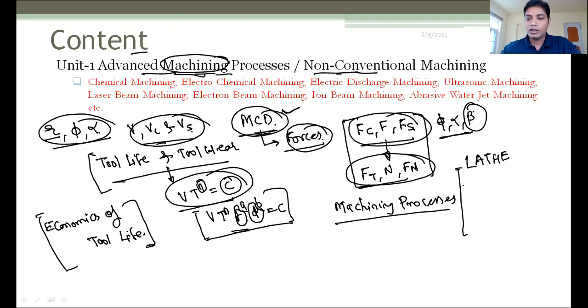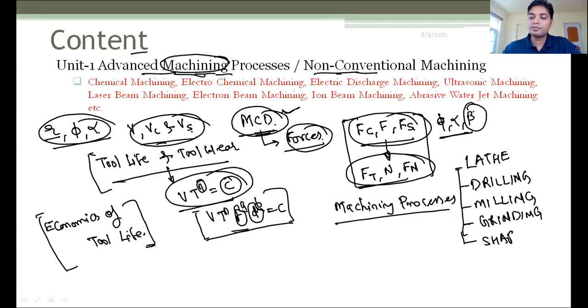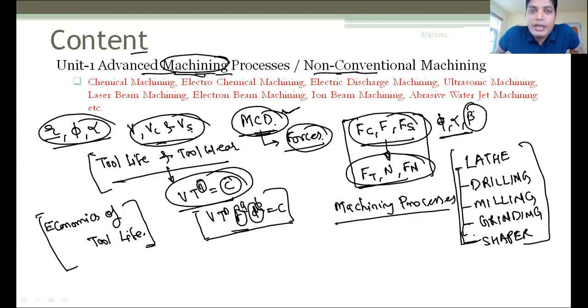Drilling is available. Milling is available. Grinding, we can say. And the shaper. These are the common ones, and these are basically the conventional machining operations. Why is it conventional? Because conventional means here the complete mechanical engineering is involved.